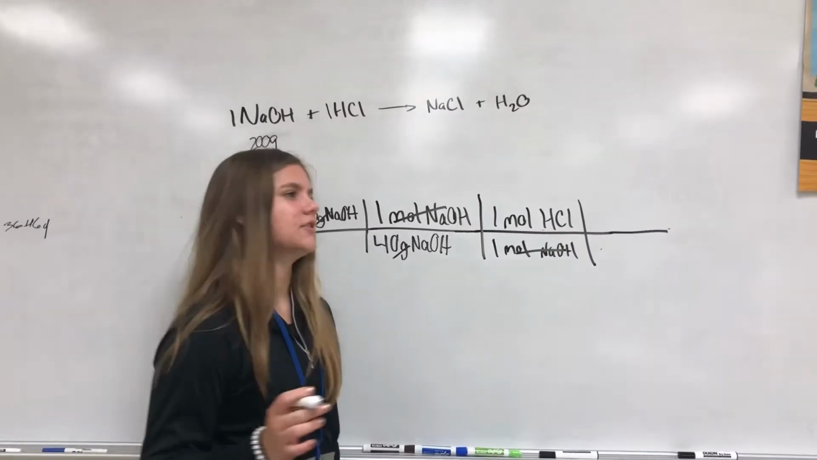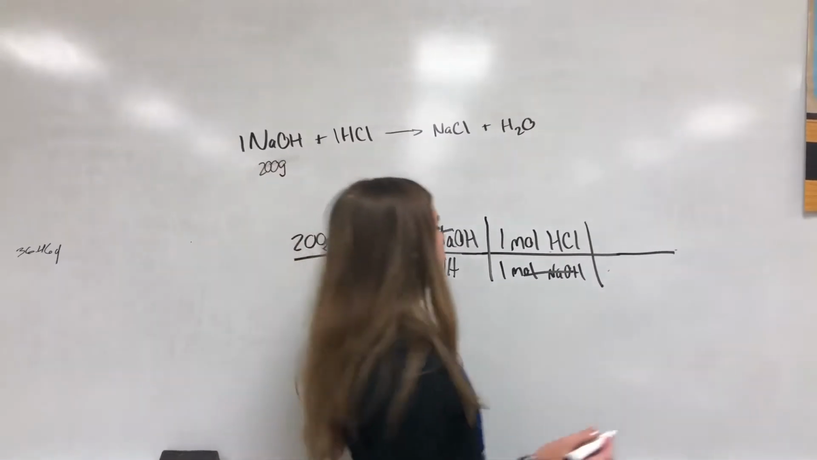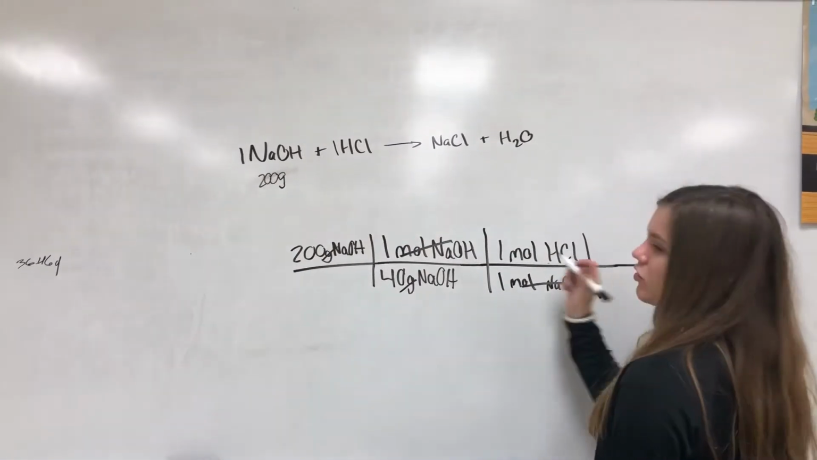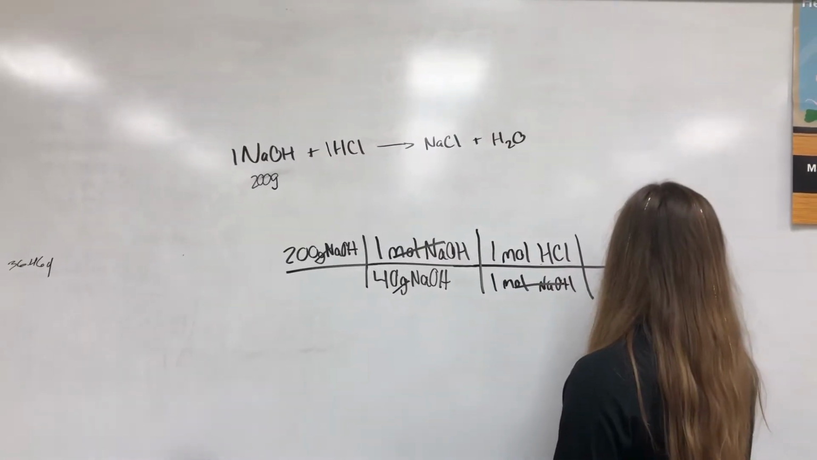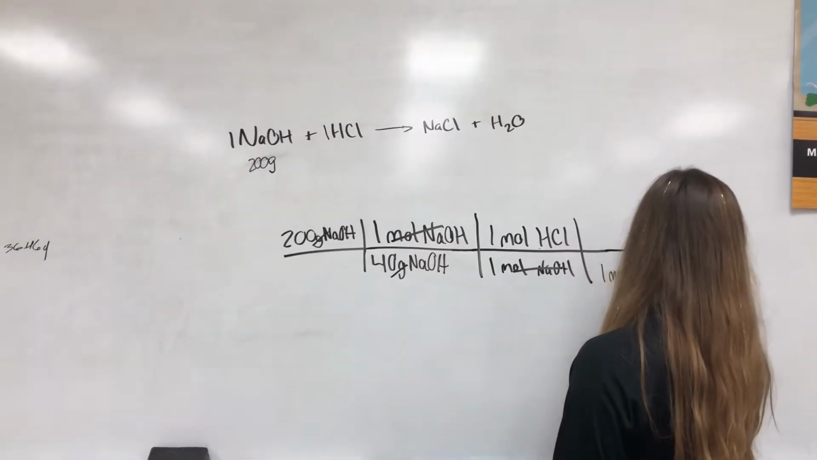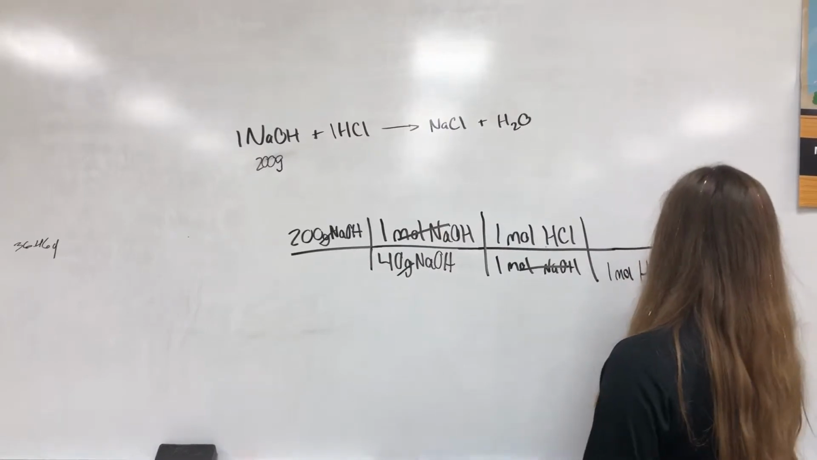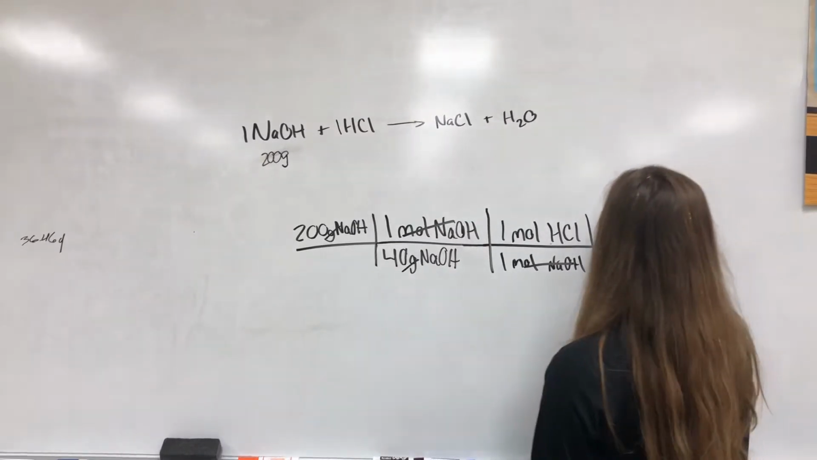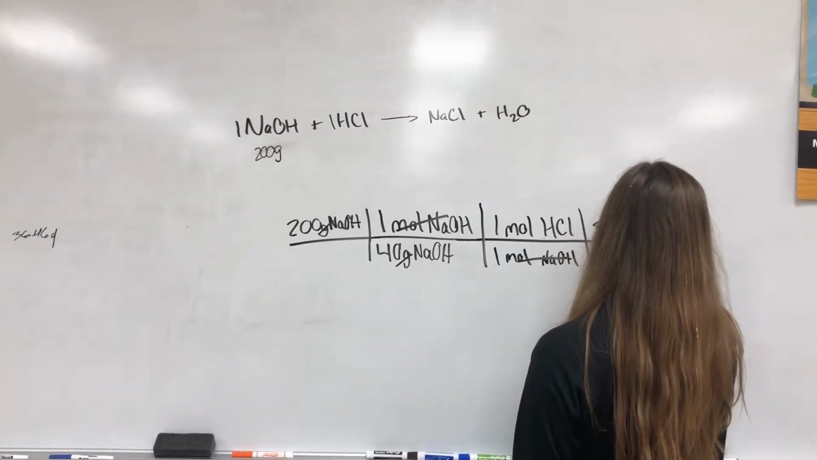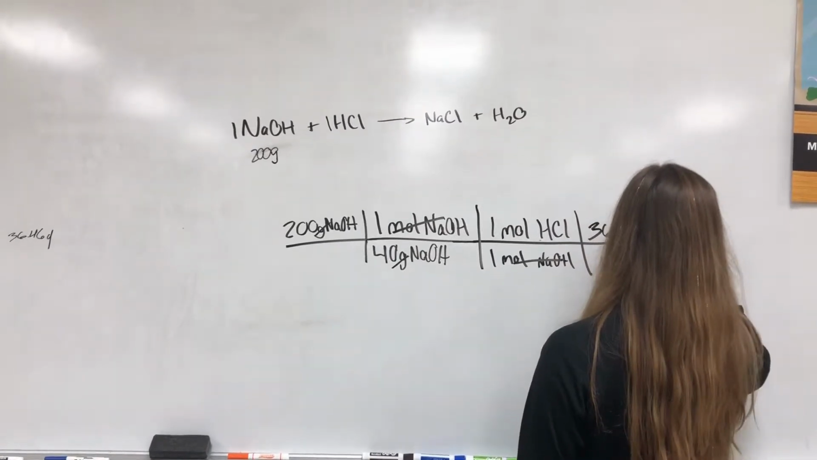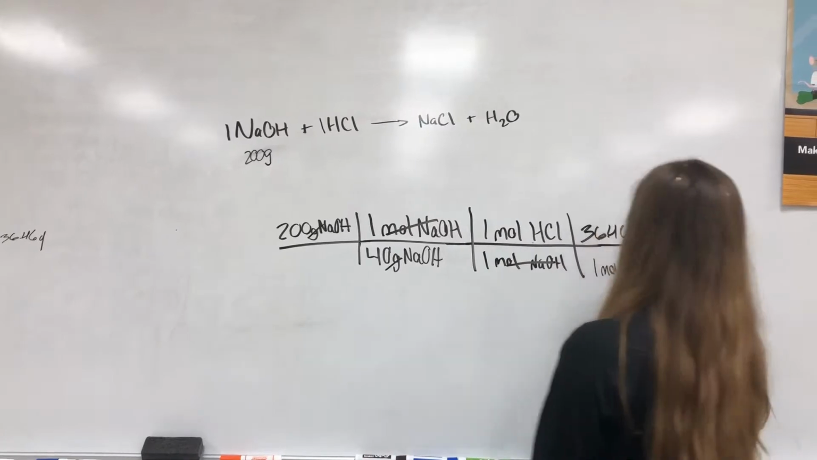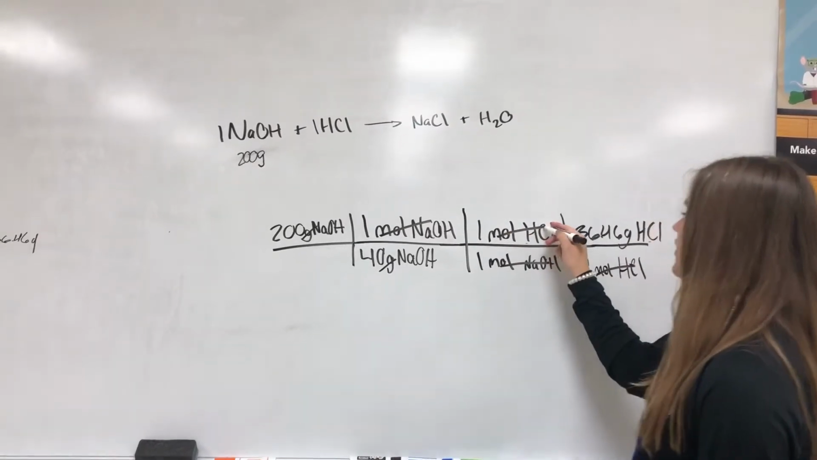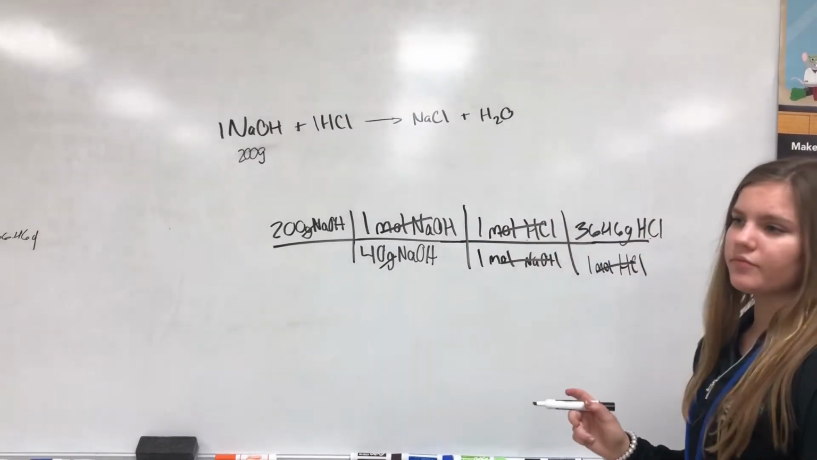Now we're at moles of HCl, but now we're trying to get to grams. So we have to cancel out moles of HCl, so we're going to put 1 mole of HCl, because this is coming from the periodic table, and we just find the molar mass of HCl. And the molar mass is 36.46 grams of HCl. And now moles of HCl can cancel out, and you're left with grams.